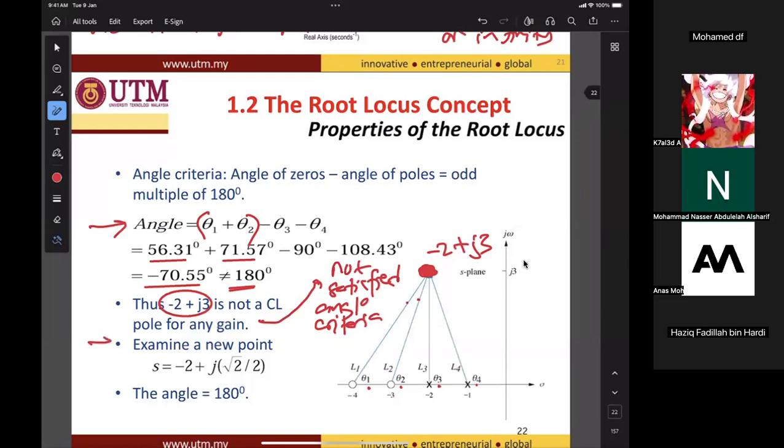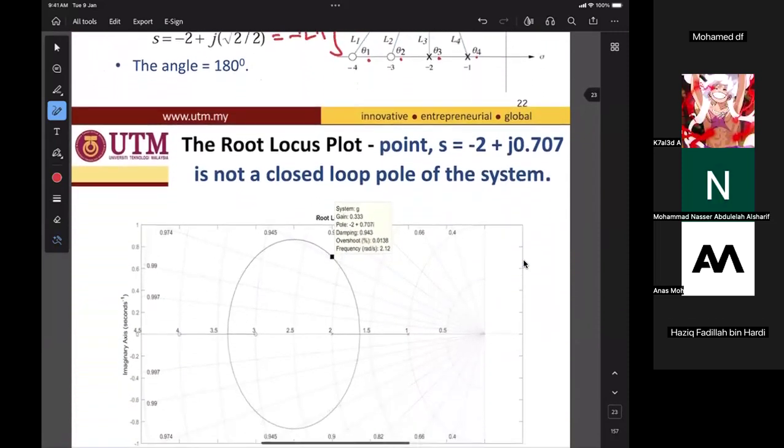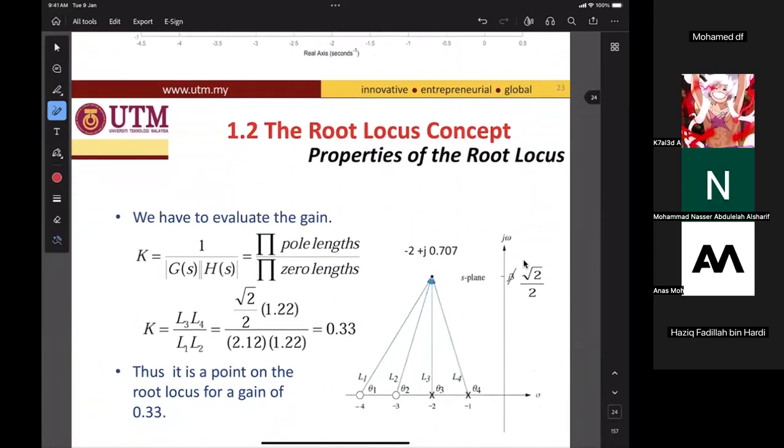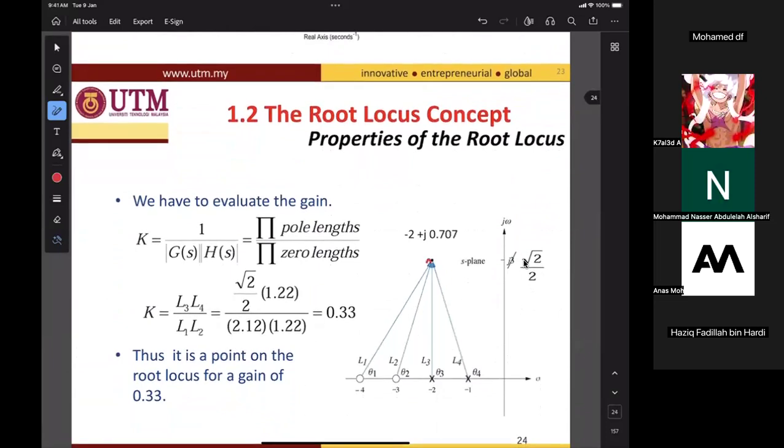We try another point, which is minus 2 plus J square root 2 divided by 2, which is 0.707. Okay, by computer simulation, we check that minus 2 plus J 0.707 is located on the root locus. So we evaluate this one, and we repeat again the process just now.